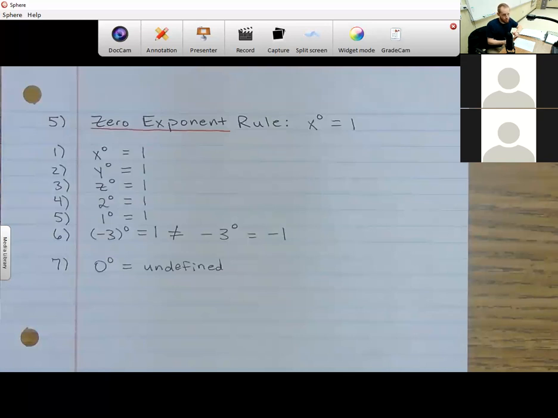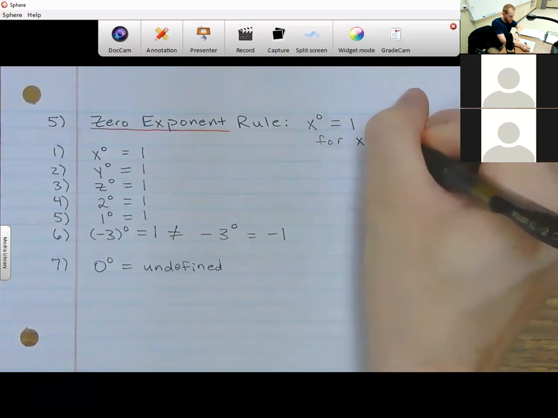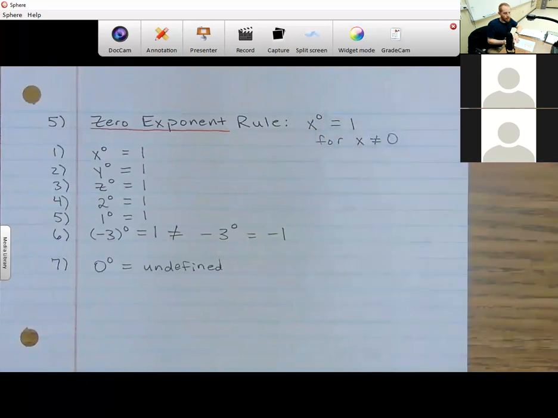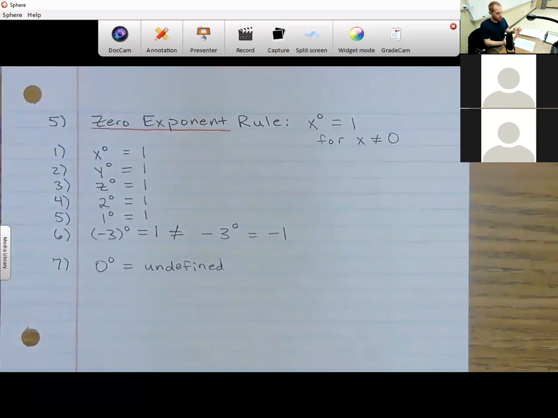So the 0 exponent rule says anything to the 0 power is 1 except for 0 to the 0 power. That's always going to be undefined. So I'm going to add a quick stipulation to this rule. This is only for numbers that are not 0. Because if x actually was 0, you would get that undefined situation. But any number other than 0, you can raise it to the 0 power and get 1 every single time. Okay? That's pretty much it. That's the 5 exponent rules.